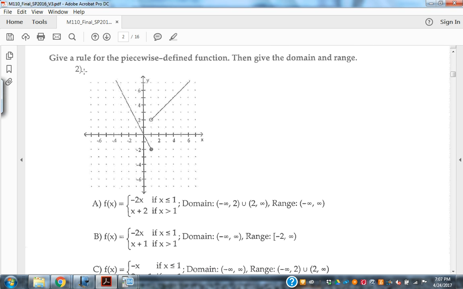2. All right. You got a graph, and it's got a y-intercept of 0, and looks like a slope of negative 2 because it's going down and to the right.